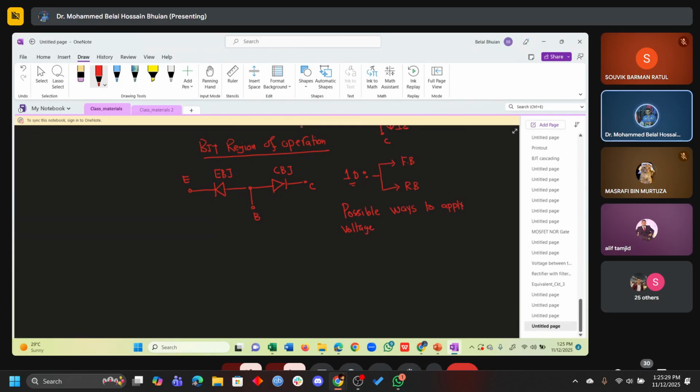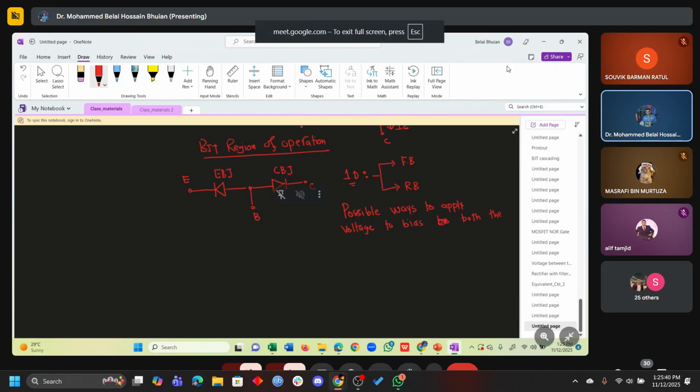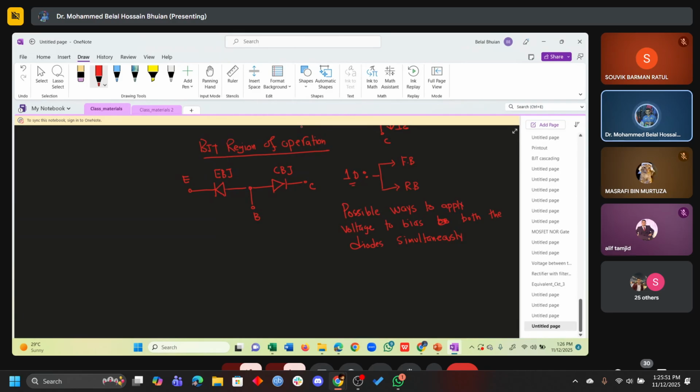No, the possible ways to apply voltage to bias both the diodes simultaneously. Whether for forward and reverse, both the bias, forward, reverse. Can no one tell? I'm saying possible ways to apply voltage.